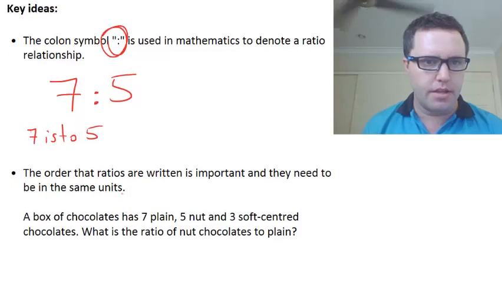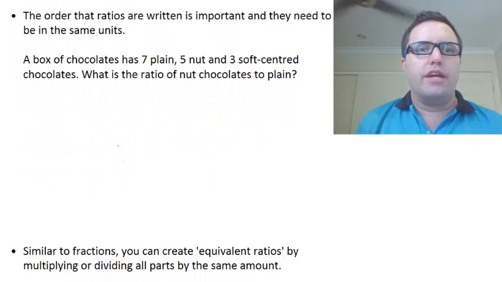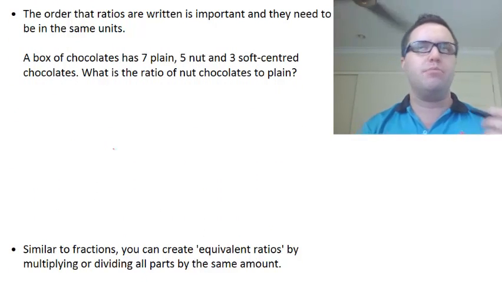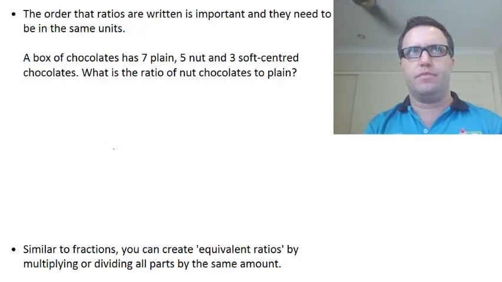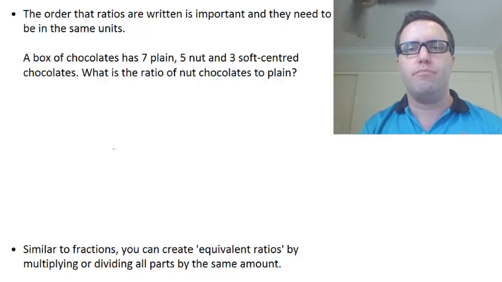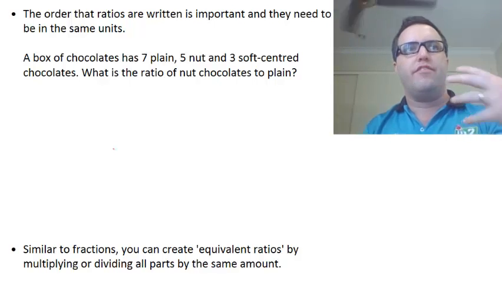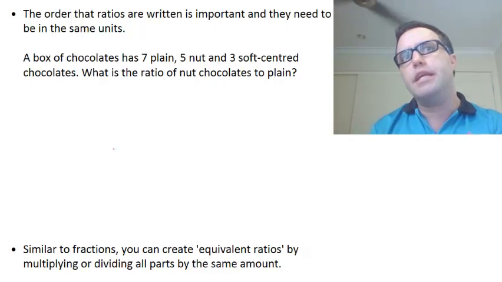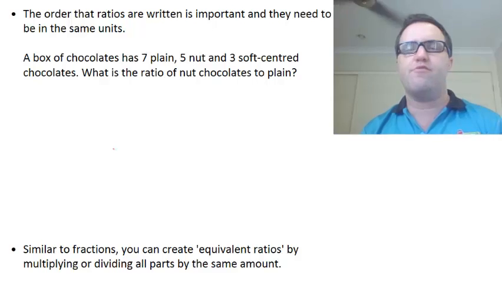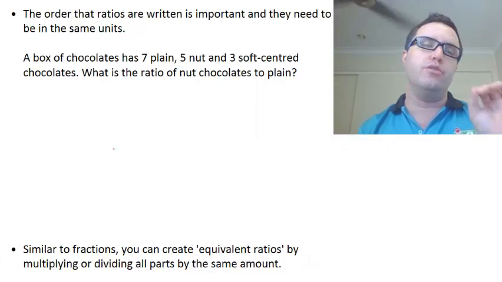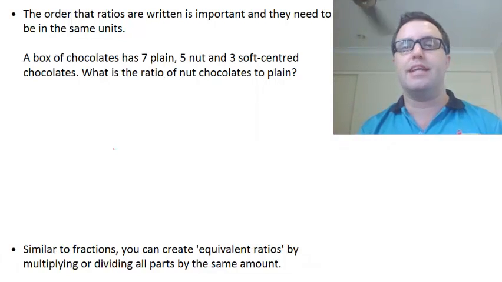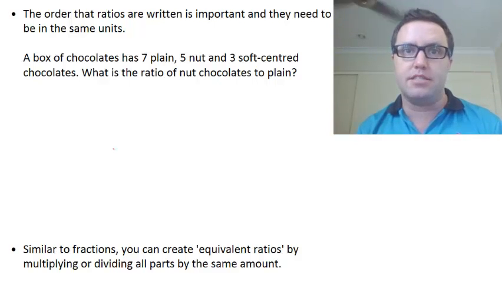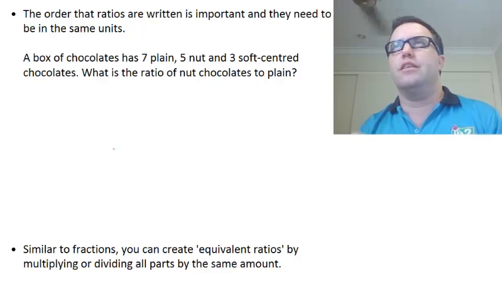Now, the order that ratios are written in is very important, and they all need to be in the same units. When mixing 2-stroke fuel, if you have 50:1, that doesn't mean 50 liters to 1 milliliter of oil, otherwise you'll get that totally out of whack. When communicating a ratio, you have to communicate it in the same units. Otherwise it doesn't make sense, because they're supposed to be unitless technically.